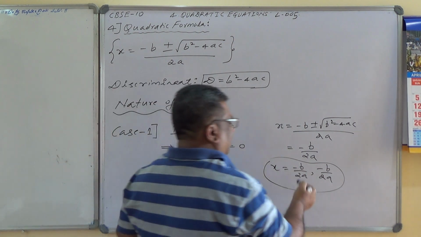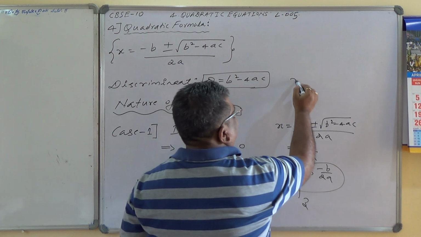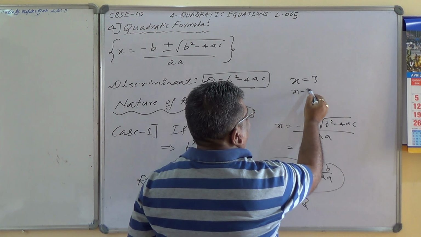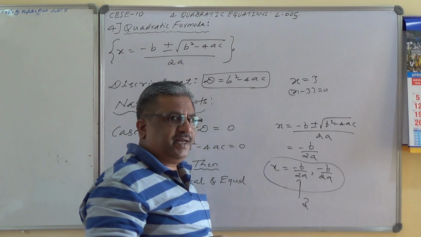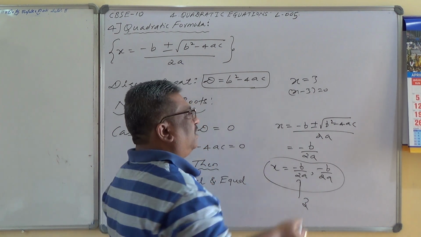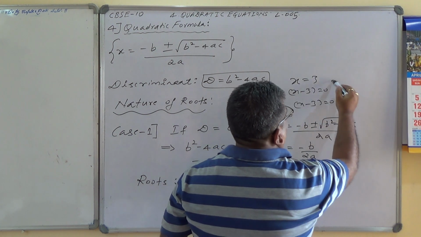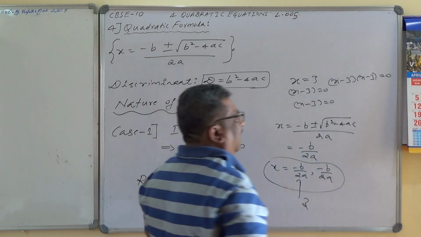Say for example, one of the values is something like 3. With x equal to 3 here, x minus 3 equals 0. With only one value, would you be able to form the quadratic equation? Not possible, no? So I should have one more expression like x minus 3 equals 0, meaning x minus 3 into x minus 3 equals 0.